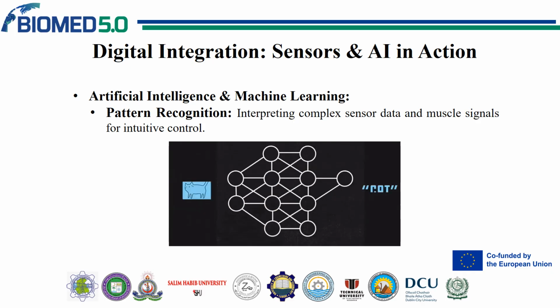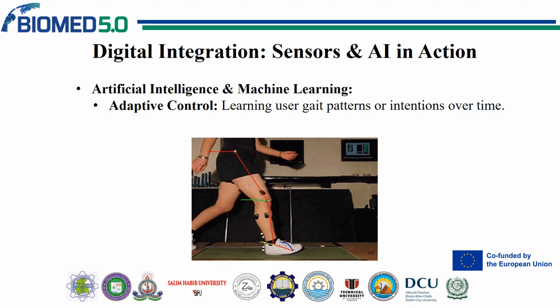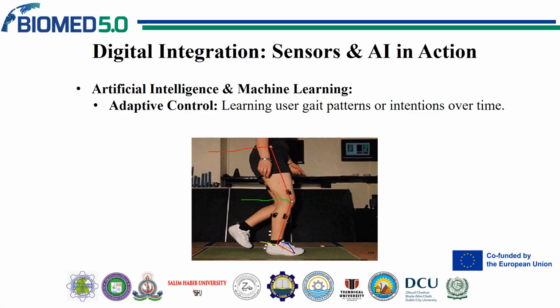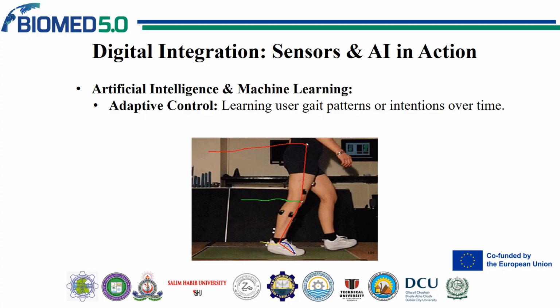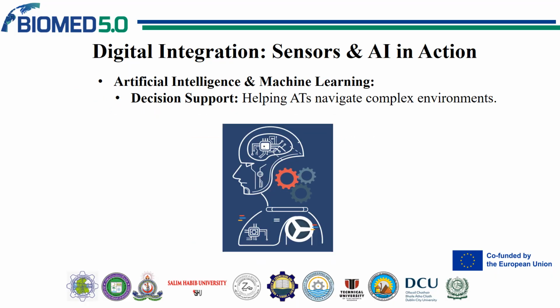AI excels at pattern recognition, interpreting complex sensor inputs and muscle signals to enable intuitive and natural control of the device. AI also provides adaptive control, allowing the devices to learn and optimize based on the user's unique gait patterns or intentions over time. In assistive technologies, AI can offer decision support, helping systems navigate complex environments more effectively.